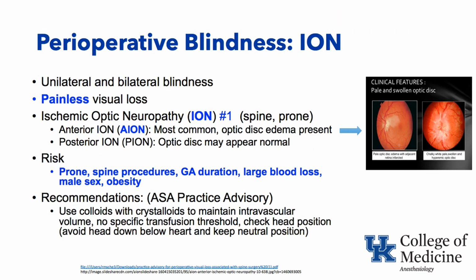Perioperative blindness, ischemic optic neuropathy, is something that is associated with prone spine procedures. Patients who have big back procedures of long duration where they've lost lots of blood, especially male patients who are obese, that's the classic presentation of ischemic optic neuropathy, which can present as unilateral or bilateral blindness in the postoperative period, painless, and it's often of the anterior ischemic optic neuropathy variant.